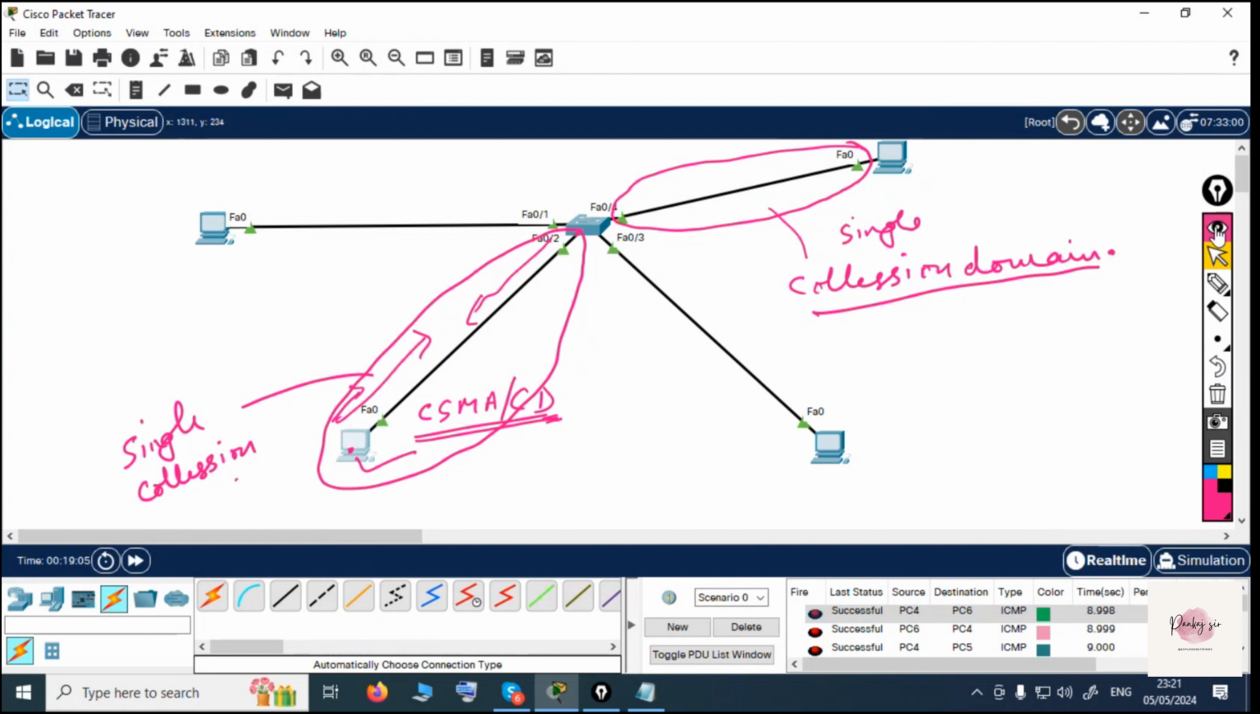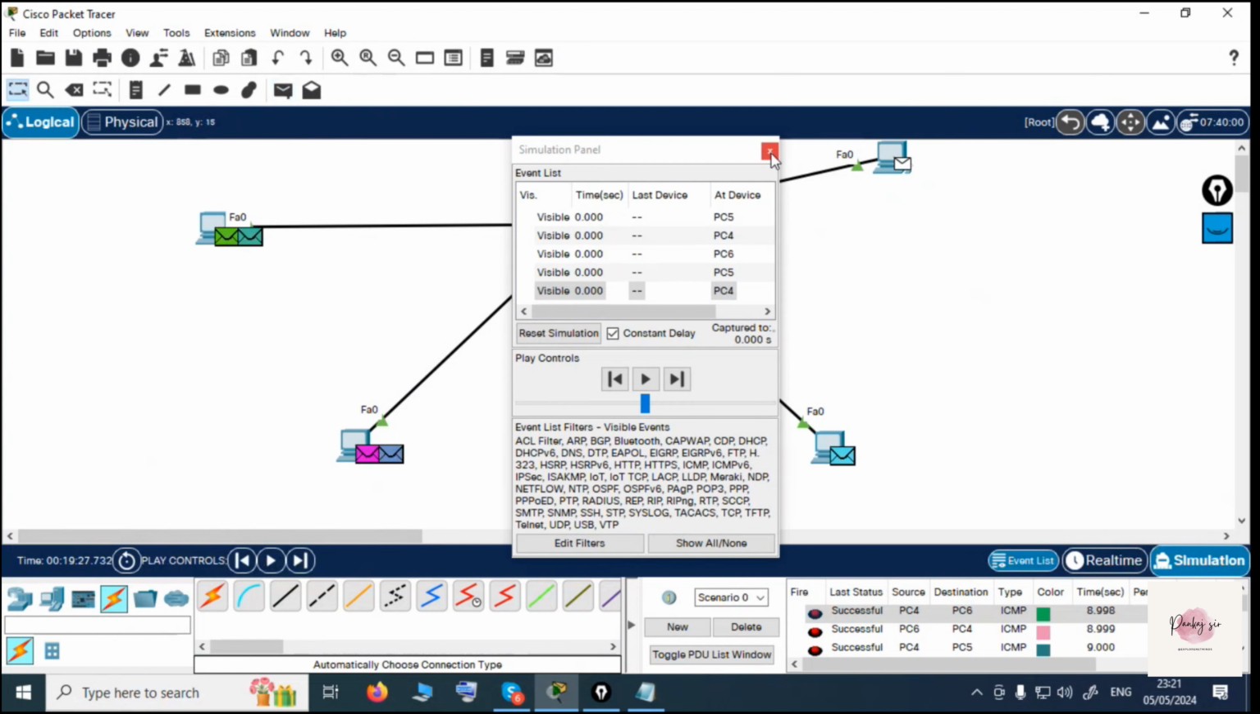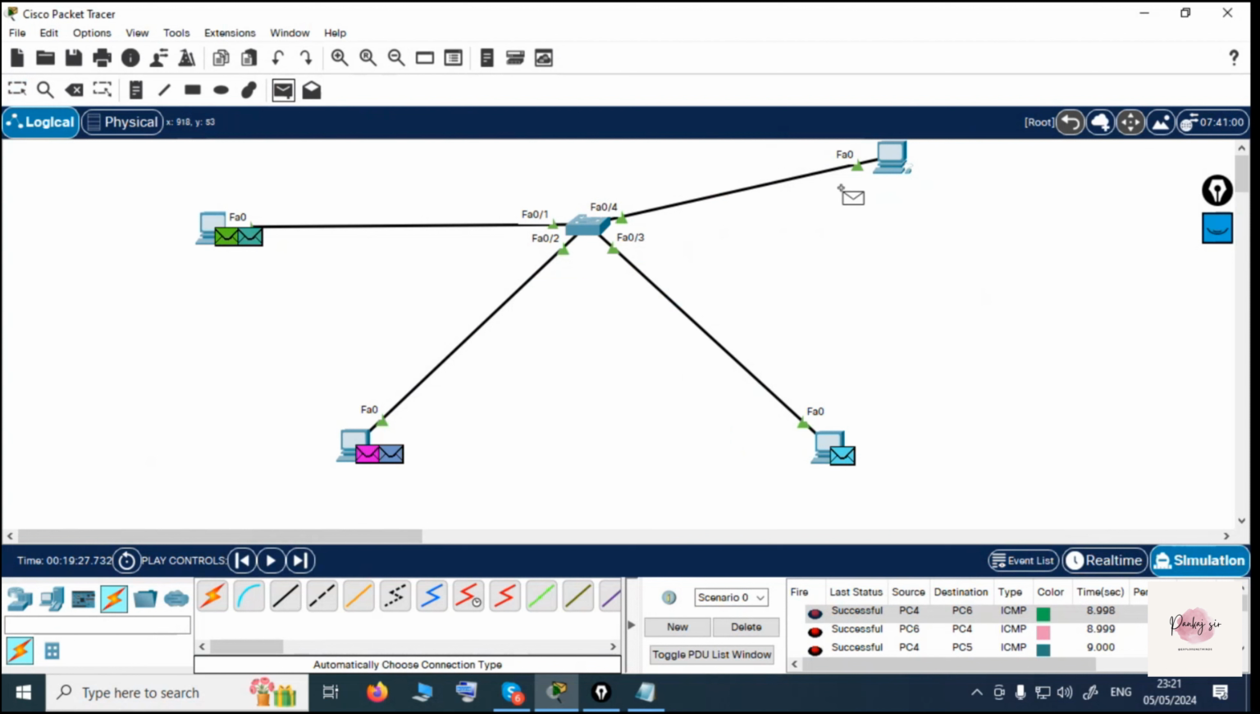Now let's send the data. We'll send from here to here. From this device to this device. And let us see what happens.